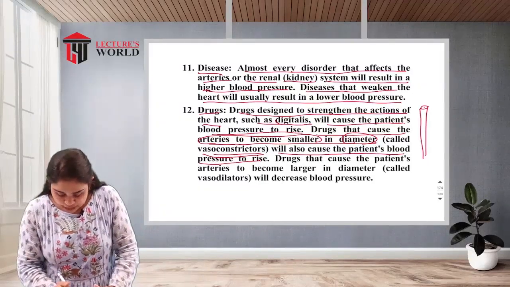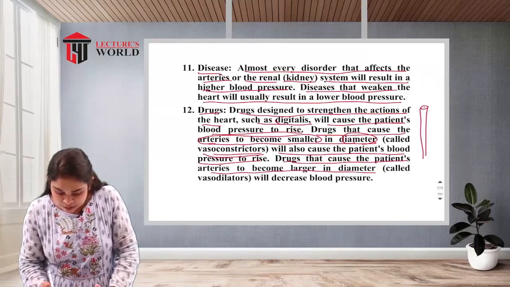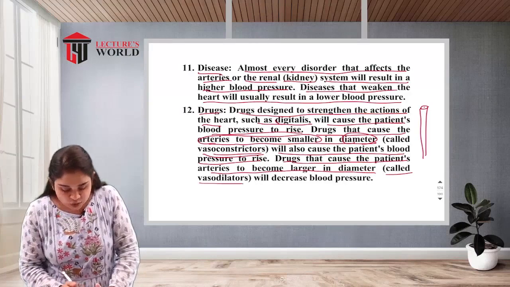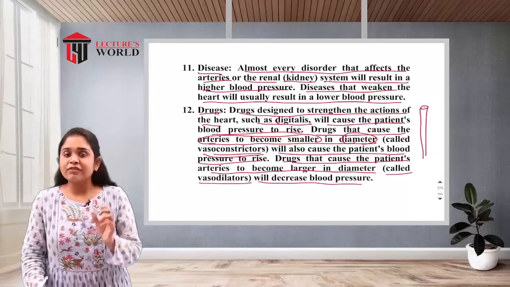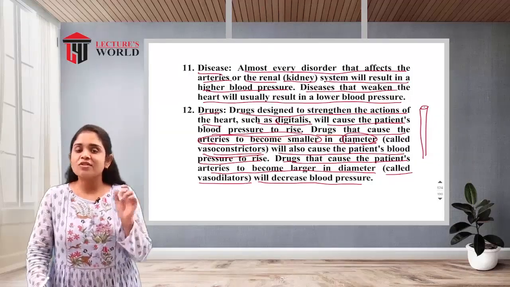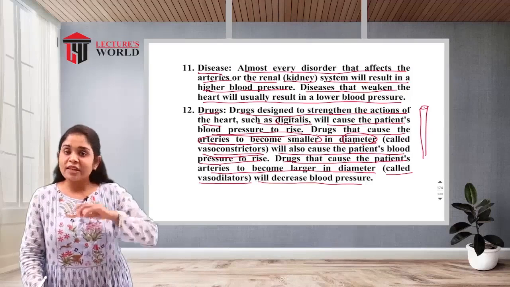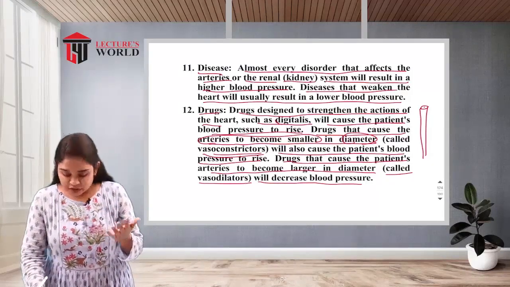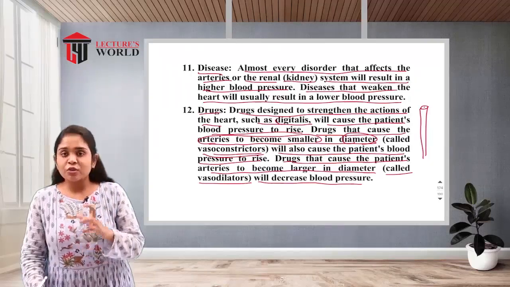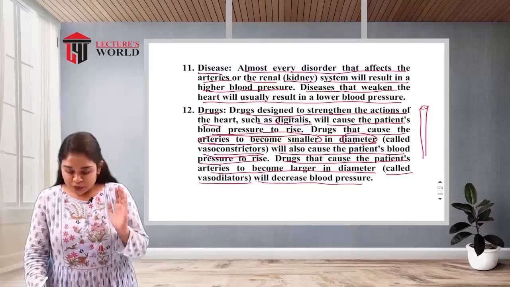So eventually that ratio is going to increase. Then after, drugs that cause the patient's arteries to become larger in diameter, that is called vasodilation. So that will decrease the blood pressure. Vasoconstriction means narrowing of the arteries, so in that the blood pressure will increase. If the patient has vasodilation, eventually the blood pressure is going to decrease.